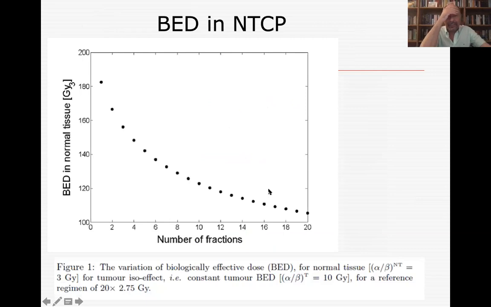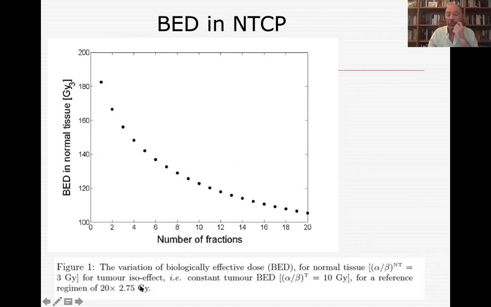Now, the important thing to know is that when you calculate the BED in NTCP, what happens? It, of course, will be strongly dependent on the fractionation, just like for tumors. But because the alpha-beta ratio for normal tissue is generally lower, this is what happens. You see, for example, here, this is a variation of biological effective dose BED for normal tissue, so 3 gray, for tumor iso-effect. So constant tumor BED of 10 gray. For a reference regime, 20 times 2.75 gray.